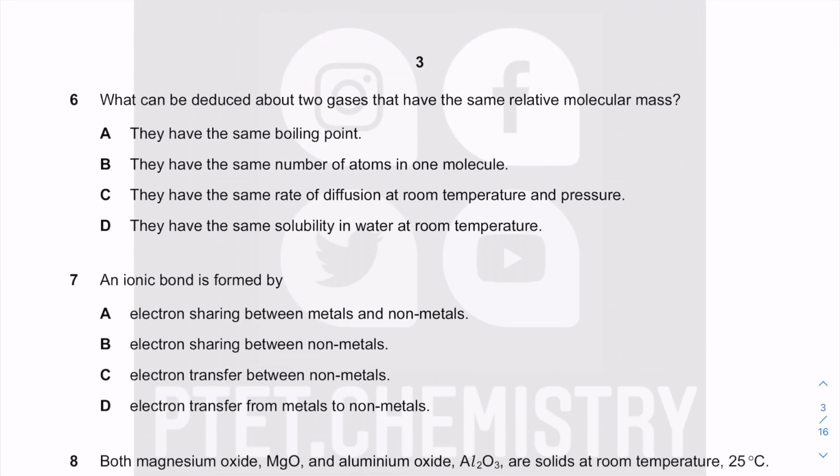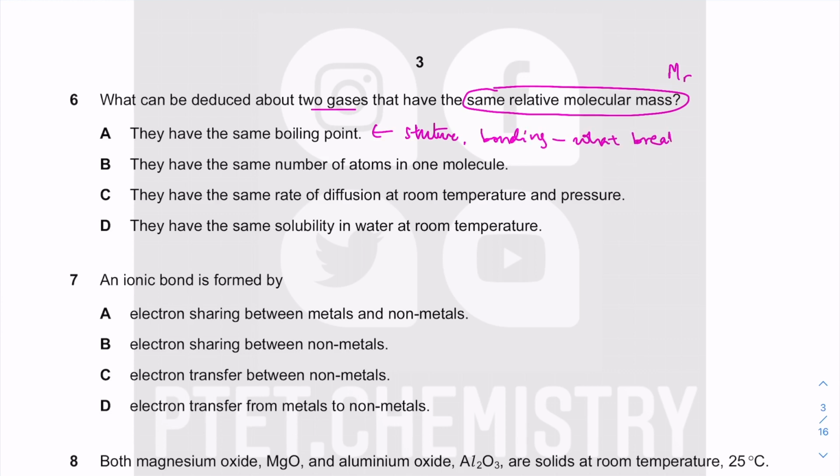Question 6. What can be deduced about 2 gases that have the same relative molecular mass? The definition of relative molecular mass involves adding up the sum of the relative atomic masses of all the atoms present in the molecule. Okay, so same boiling point, that is to do with structure and bonding, and therefore what breaks. It's got nothing to do with, well, it's got some stuff to do with Mr, but not really directly.